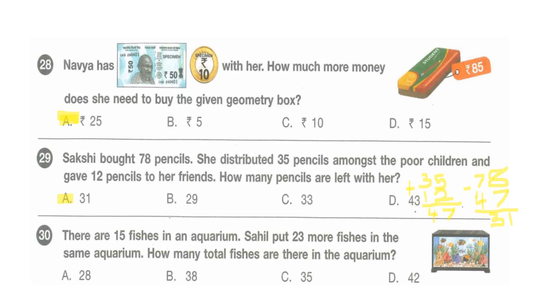Question number 30. There are 15 fishes in an aquarium. Sahil put 23 more fishes in the same aquarium. How many total fishes are there in the aquarium? A 28, B 38, C 35, D 42.